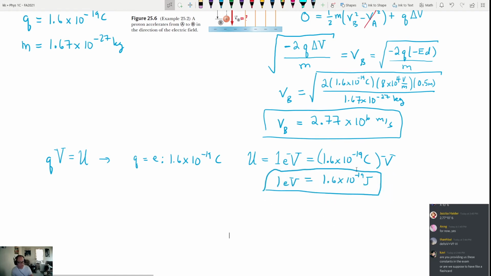It's a unit of joule. It's a unit of energy, not a unit of electricity. It's just a unit of energy. It's the amount of energy you get when you accelerate a proton or an electron through 1 volt.